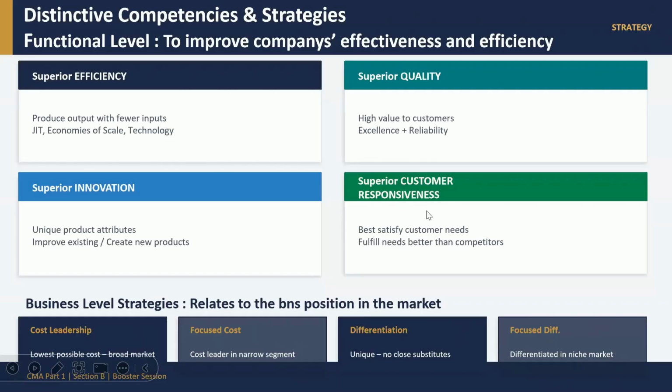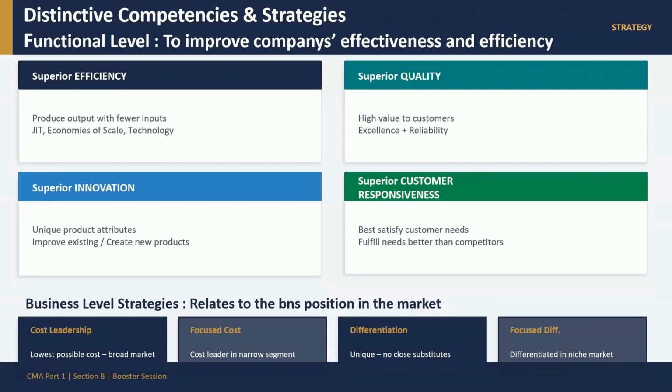One more thing added on to superior customer responsiveness is proper customer feedback and proper customer support. Whenever a customer needs any help from the company, they will have to be given satisfactory service. So these are the four distinctive competencies.